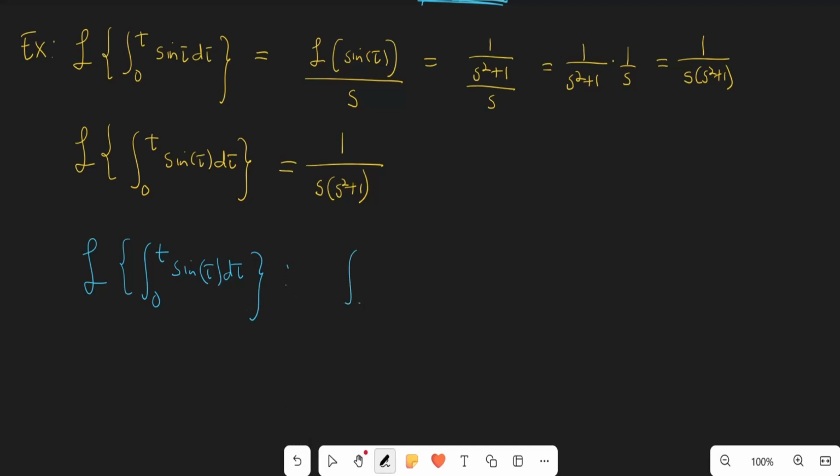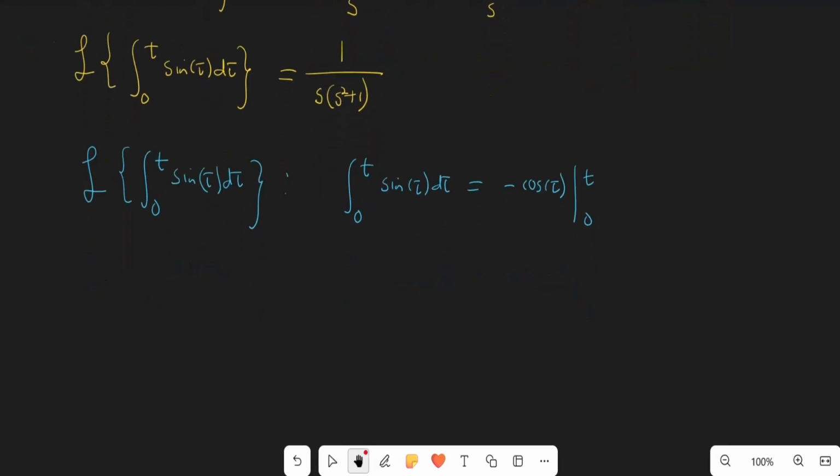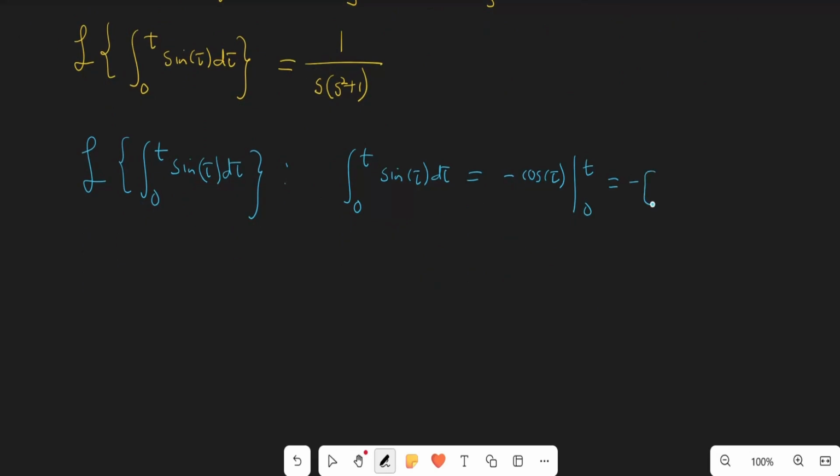Now we just have to integrate from 0 to t of sine of tau d tau. Integrating sine of tau gives negative cosine of tau. Then we plug in the limits of integration from 0 to t. This is equal to negative, outside, the upper limit, cosine of t, minus the lower limit, cosine of 0. So the integral from 0 to t of sine of tau d tau is going to be negative times (cosine of t minus cosine of 0, which is 1), and this can be rewritten as 1 minus cosine of t.